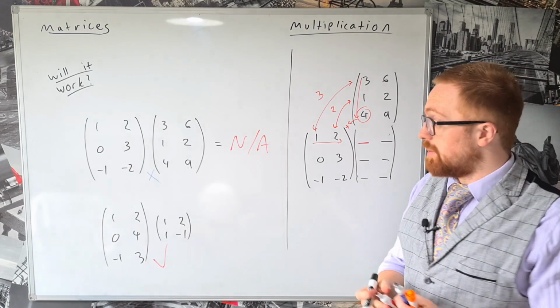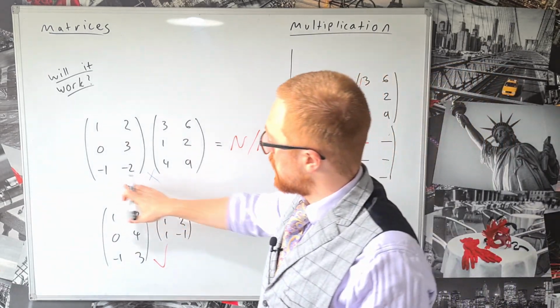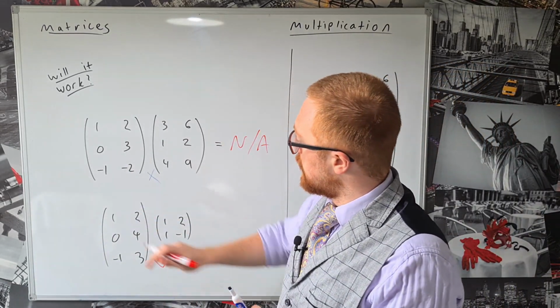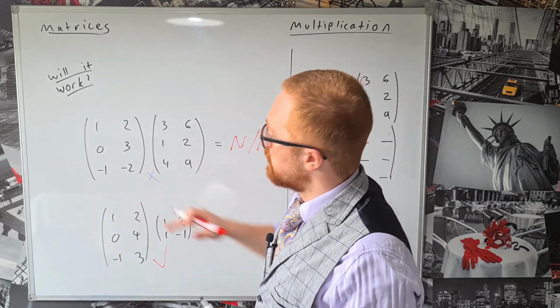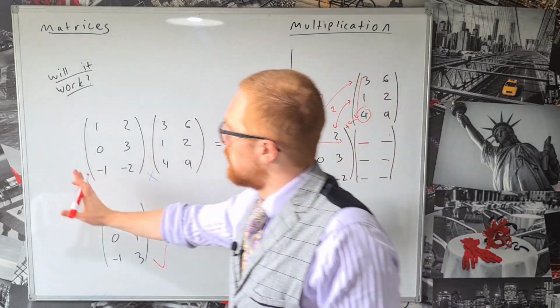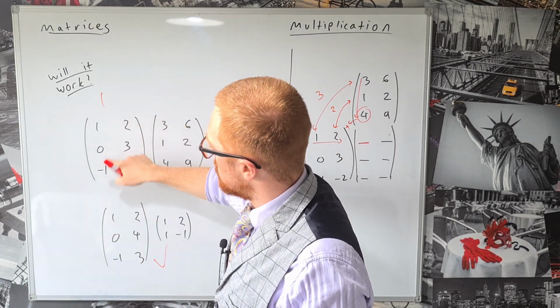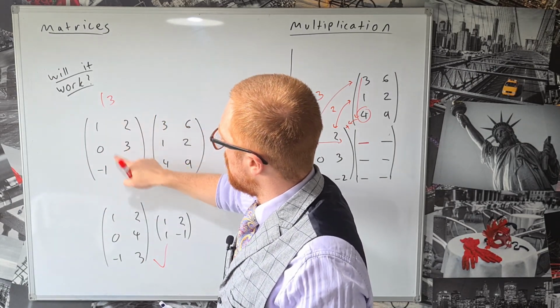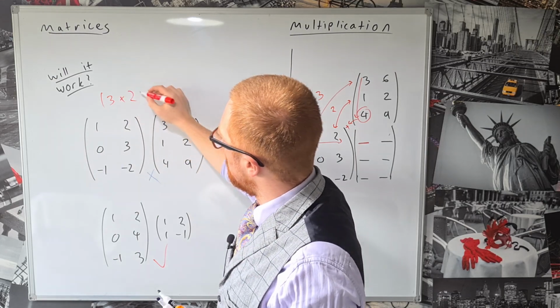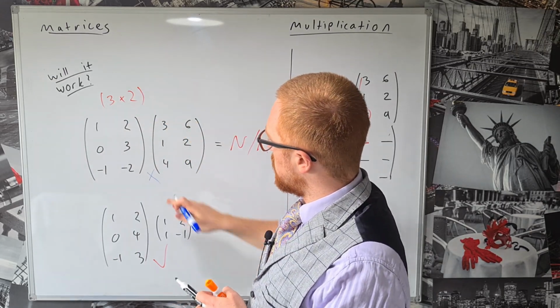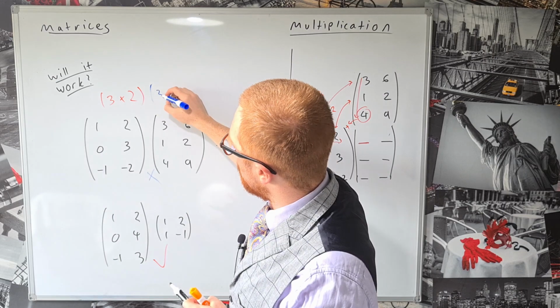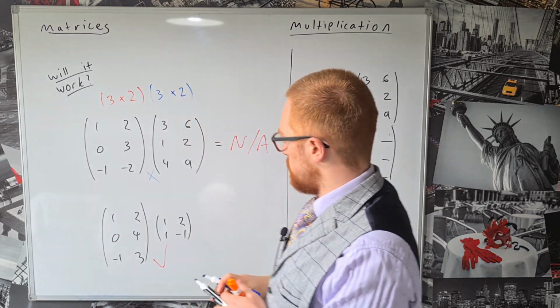And we know it's got something to do with the sizes. So let's write the dimensions down. If you think back to the very first video on this, let's write the dimensions down of these two matrices. So remember, we do the height by the width. So the dimension of this matrix is 3 by 2. And the dimension of this matrix is also 3 by 2.